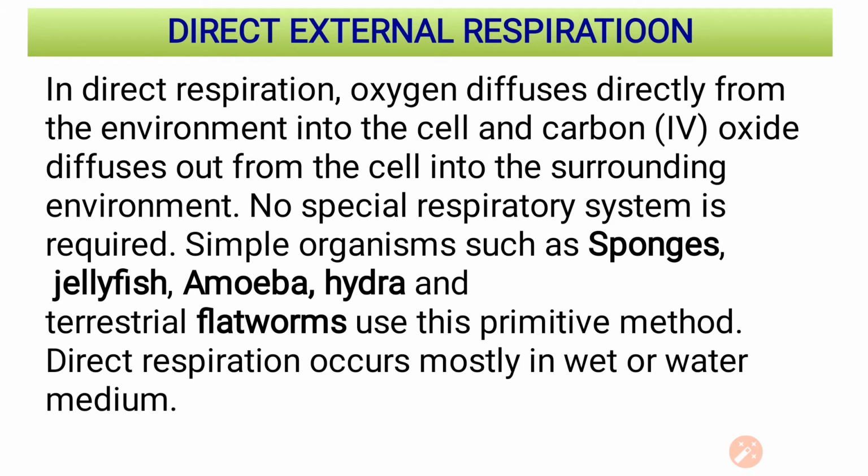Now look at direct external respiration. In direct external respiration, oxygen diffuses directly from the environment into the cell, and carbon dioxide diffuses out from the cell into the surrounding environment. In this system of respiration, no special respiratory system is required. Simple organisms that are smaller in size, such as sponges, jellyfish, amoeba, hydra, and some terrestrial flatworms, use this primitive method, which is direct respiration.